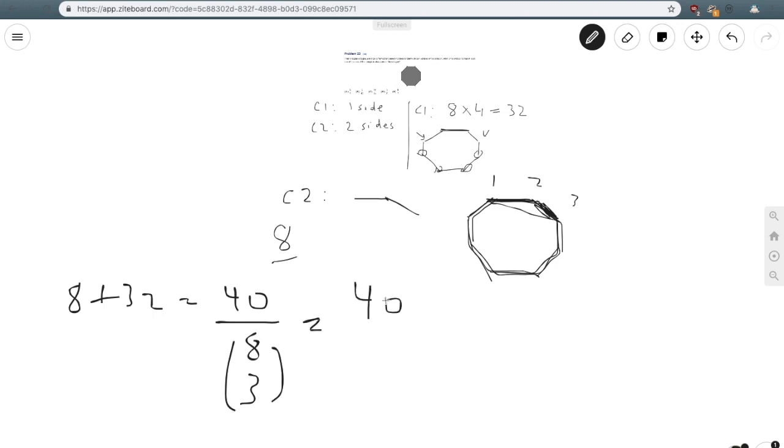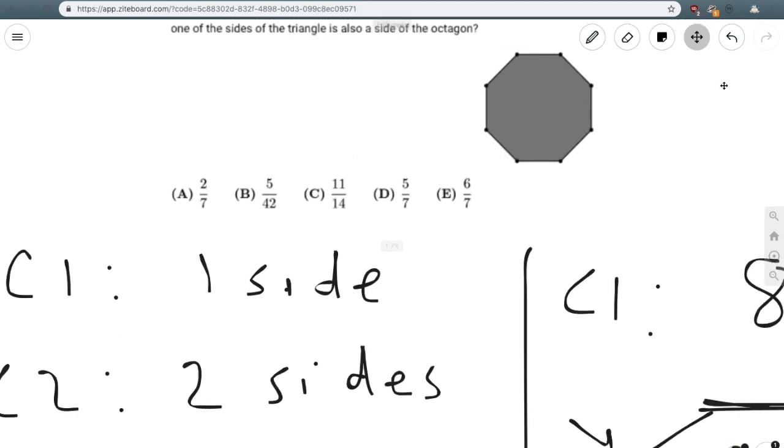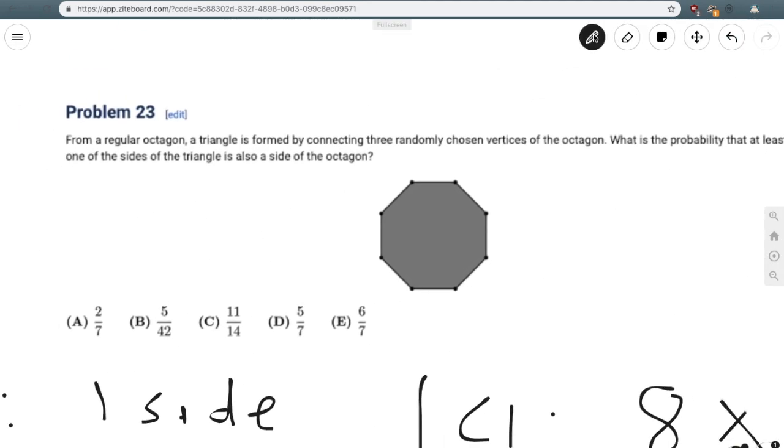So I have 40 over 56, and this simplifies to 5 over 7. Now we look at our original answer choices to see if that's one of them. And indeed it is, because 5 over 7 is D, and that is the correct answer to this problem.